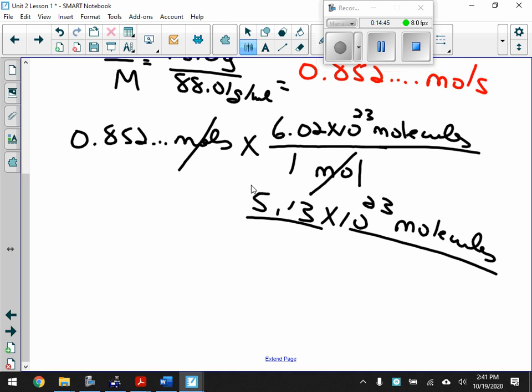Now, this is where you round. I need 3 significant digits. There's 3. No more dots now. Now that's my final answer. You round that last number depending on what you need to do. That's where you round. Final answer is 5.13 times 10 to the 23.